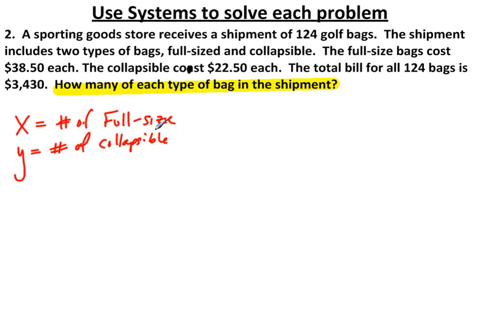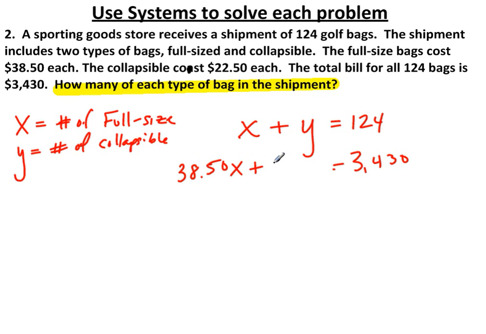These are bags. So here's a total, 124 bags. What types of bags give me 124? Well, if I take all my full-size bags plus all of my collapsible bags, I should get a total of 124 bags. Then they give us another total, this money total. How did I get my money total? Well, the number of bags times how much they cost. If I keep doing that, I'll get my total. So we know a full size costs $38.50 for each one, plus we get $22.50 for each collapsible, and that should equal my $3,430.